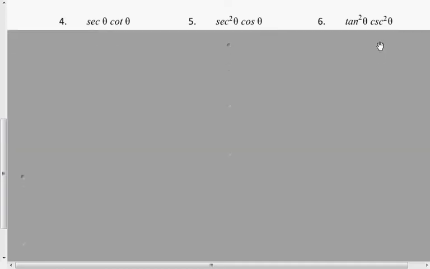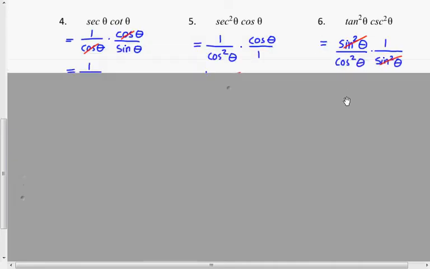For number 6, we have tangent squared times cosecant squared. Again, the reciprocal identities and the quotient identities are all also true for squared functions. So I can replace, since the tangent is equal to the sine over the cosine, tangent squared is equal to sine squared over cosine squared.